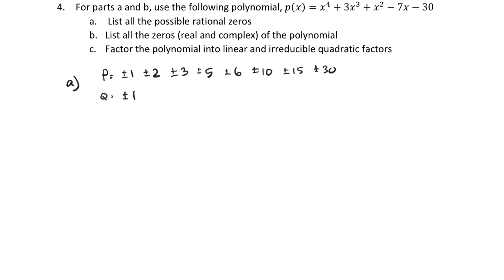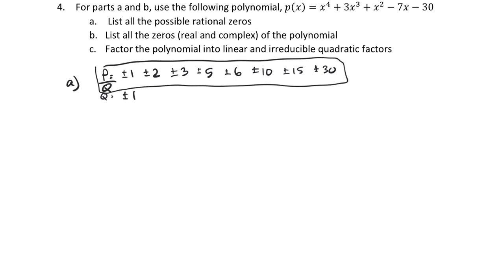So since Q is just 1, all of these numbers divided by 1 are not going to change. So this list for P is also our list for P over Q because Q is just 1. So this is P divided by Q right here. So that's the answer to part A. Those are all the possible rational zeros to this polynomial.